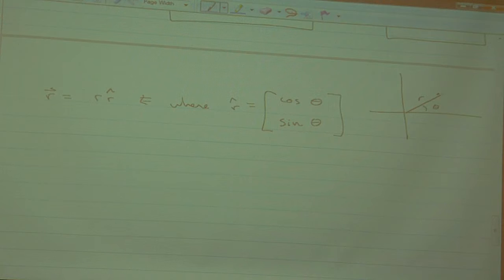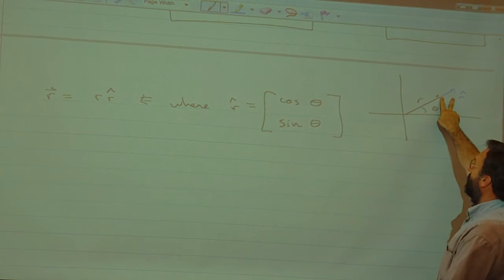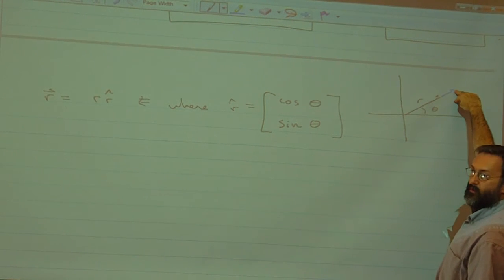Here is the r hat direction. R hat is a unit vector. It means its length is 1. Everybody look at r hat and agree that this r hat vector's length is 1. Square cosine, square sine, add them up, get 1. We're good? And it makes sense, right? So if r is pointing off this way, the x component would be the cosine of the angle, the y component would be the sine of the angle.